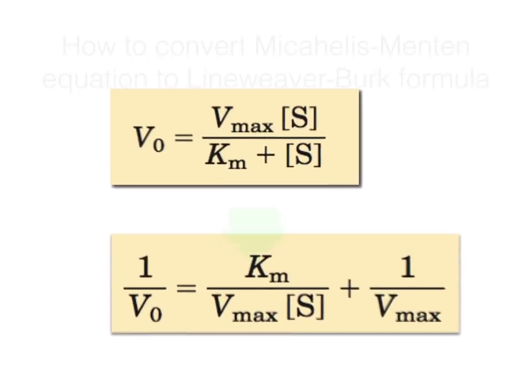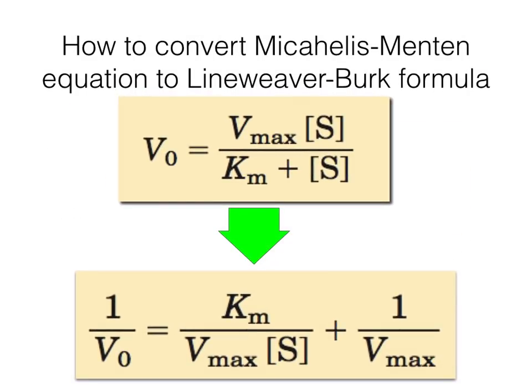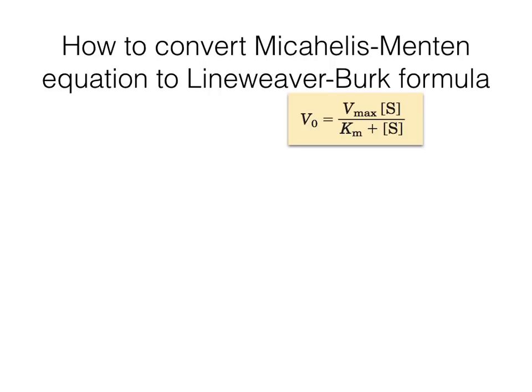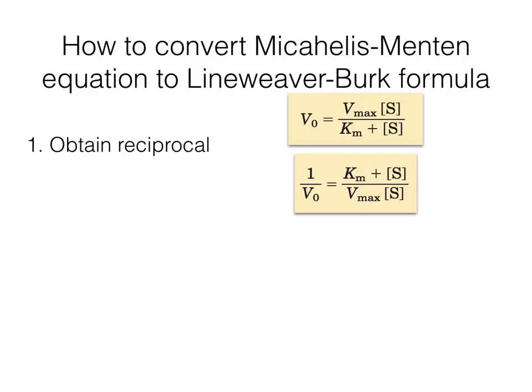So how do we now convert the Michaelis-Menten equation into the Lineweaver-Burk formula? It's actually very simple. We simply obtain the reciprocal of the Michaelis-Menten equation. Once we have obtained the reciprocal, we separate Km from S. Now, if you notice, Km and S have a common denominator, and this is the Vmax multiplied by substrate concentration.